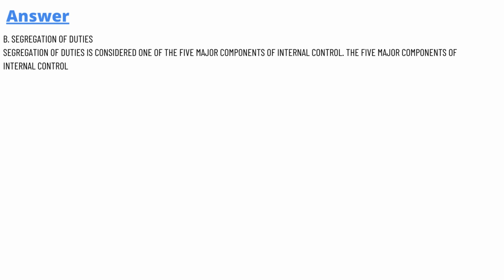Option B is basically not considered one of the five major components of internal control. So that's the answer.